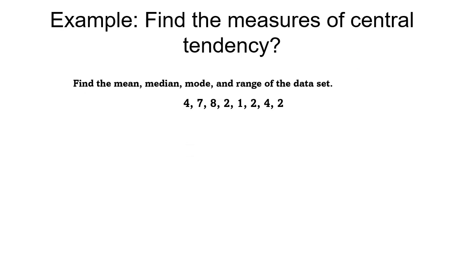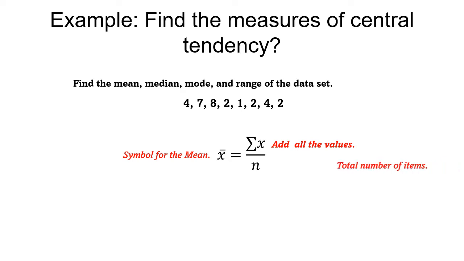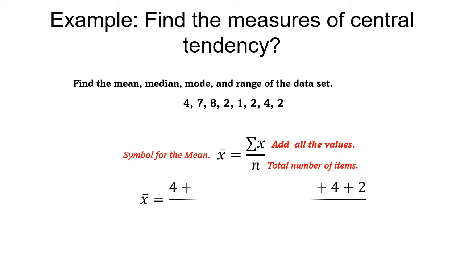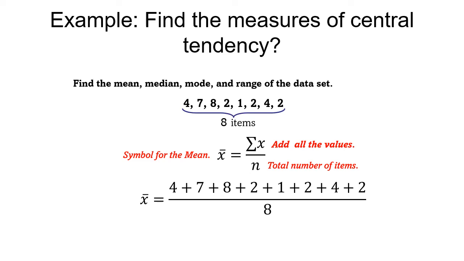Let's take another example. We have a set of data, and we need to find the mean, median, mode, and mid-range for this data. First, let's find the mean, and we're going to introduce a new symbol. This is the symbol for the mean, which is equal to the sum of all the values divided by how many values we have. In our case, we have 8 values, so n is 8, and their sum is 30. So the mean is 3.75.